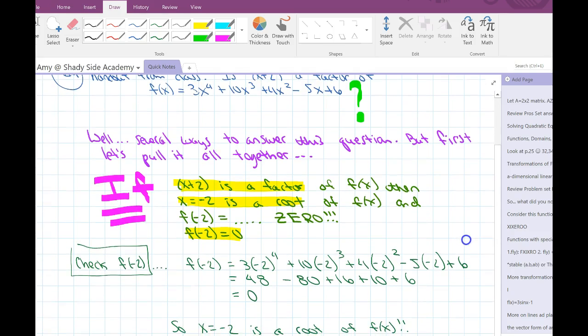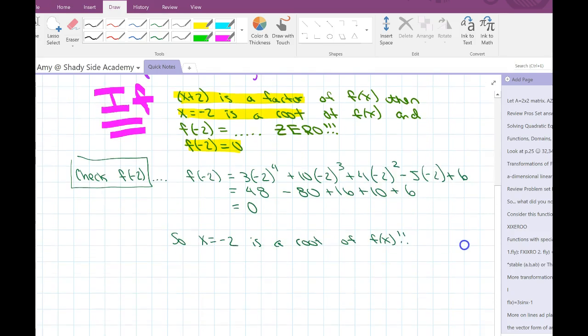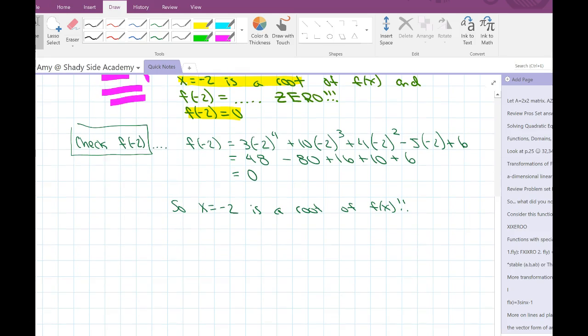So what I want to do now is the long division. Go with me here, please, and let's do the long division. And let's look at dividing 3x to the 4th plus 10x cubed plus 4x squared minus 5x plus 6, all of this divided by x plus 2. Go ahead and do this long division and then replay me to check your answers.